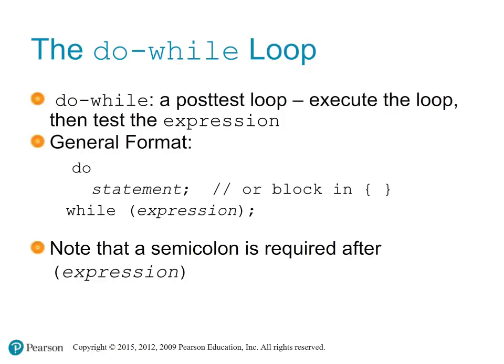The do-while loop is another looping structure in C++. Unlike the while loop, the do-while loop is a post-test loop, meaning it executes the loop body first and then evaluates the condition. The do-while loop will execute a statement or block of statements at least once. After that, it will evaluate the expression to decide whether to continue looping. Unlike the while loop, the do-while loop requires a semicolon after the expression.